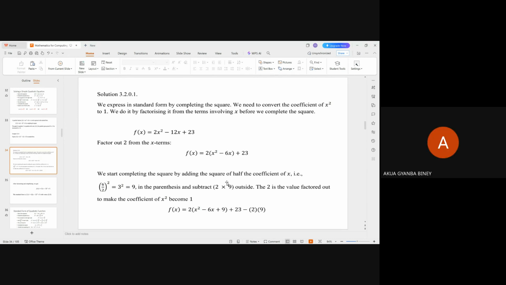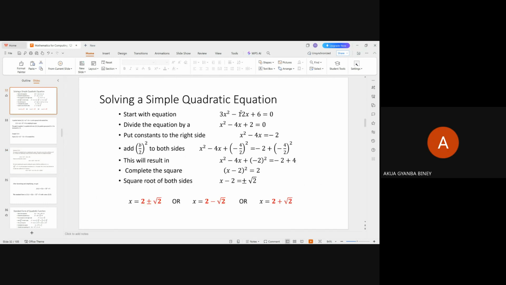Okay, so we are still in the method of completing the squares. We have a function that is given, and it's saying that we should put it in standard form. Standard form can be achieved by using the completing the square method. So here he used the very first approach before I came in with this one.